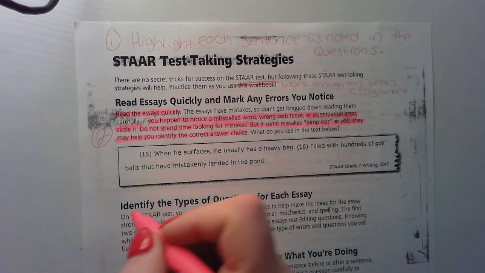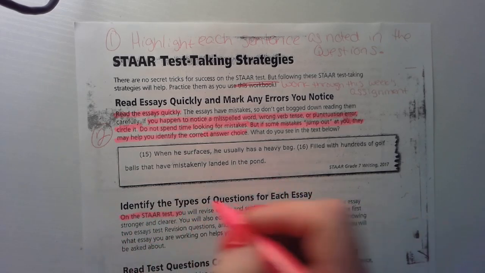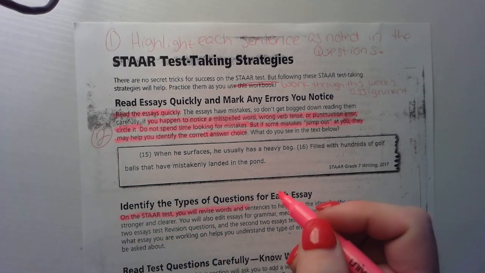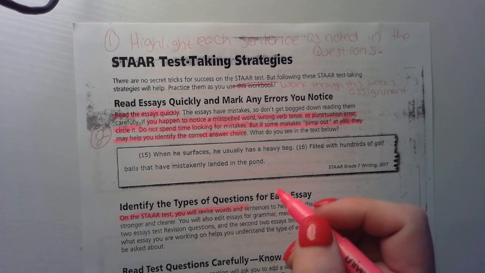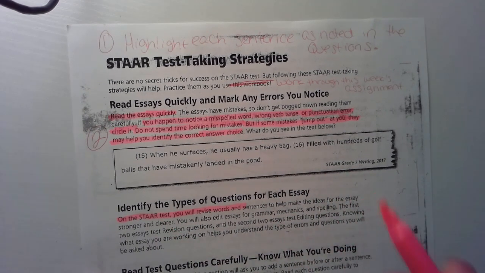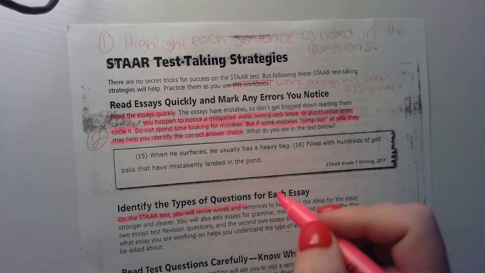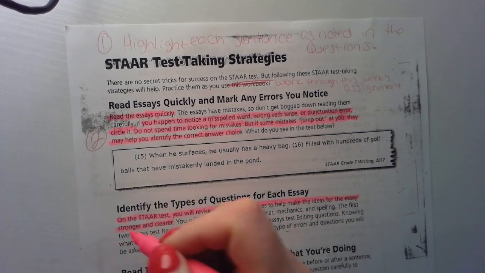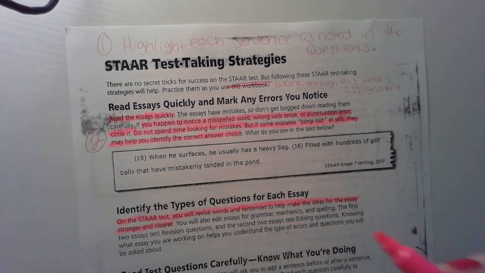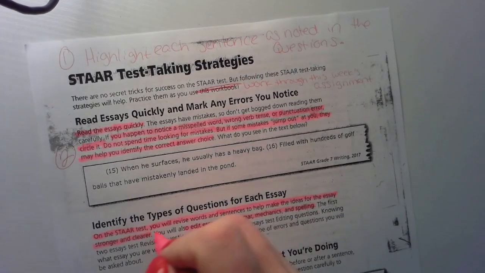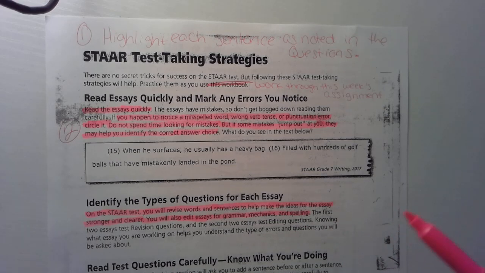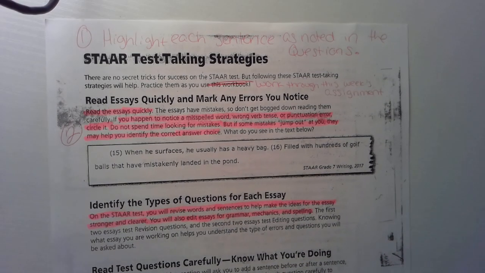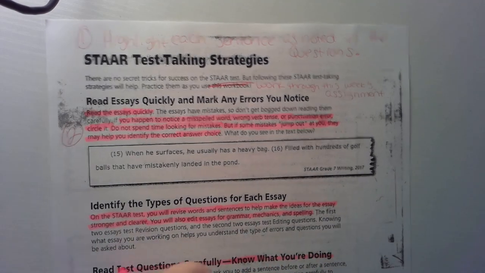Step 3, when you're reading through, you're going to read each question very slowly and carefully, ensuring that you understand what it is clearly saying. So, on the STAAR test, you will revise and edit sentences to help you make the ideas for the essay stronger and clearer, right? That's kind of the whole purpose of it. And you're also going to edit some essays for grammar and spelling, mechanics, and things like that. So as you read each test question carefully, you want to make sure you understand what the test question itself is asking you to do.